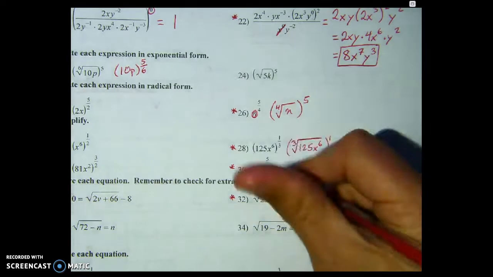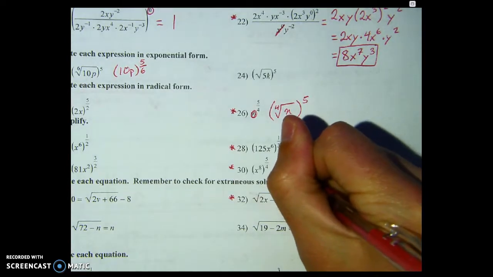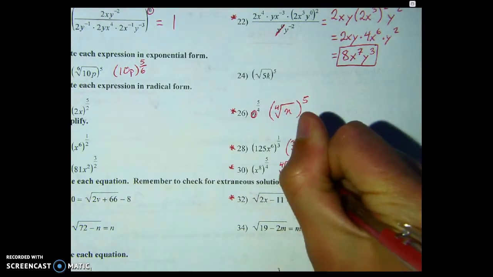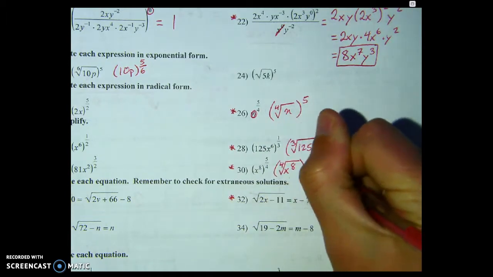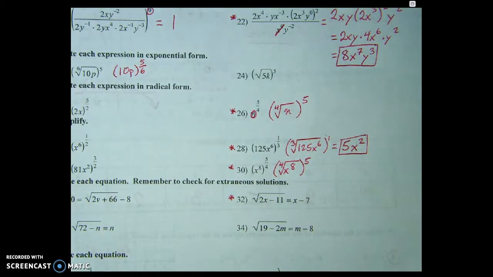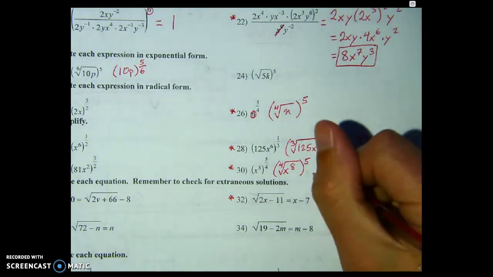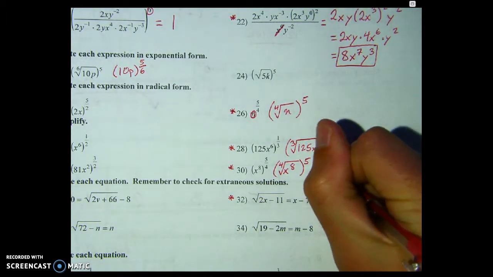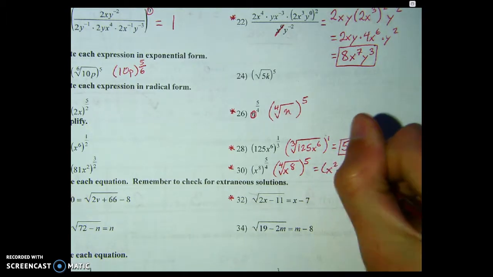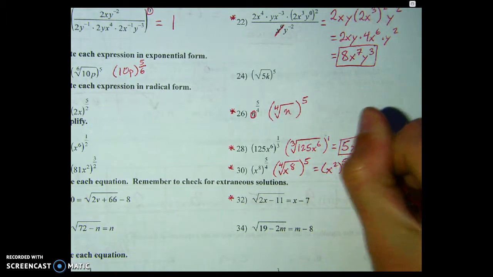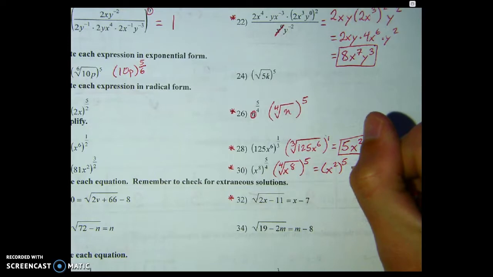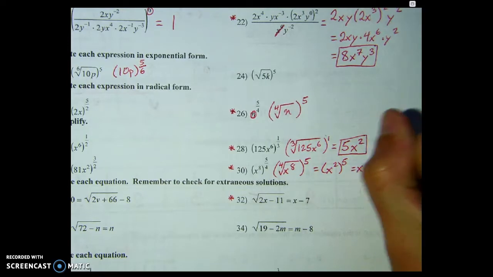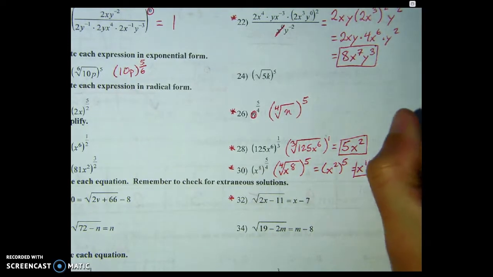Number 30, same thing, except this time I'm going to rewrite this as the fourth root of x to the 8th. We're going to take that whole thing and raise it up to the power of 5. That's how we rework those exponents. Okay. Now the fourth root of x to the 8th is actually x squared, and we're going to take that and raise it to the 5th, which really means we multiply the exponents together and we get x to the 10th.